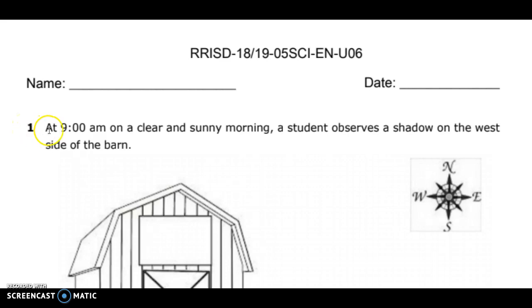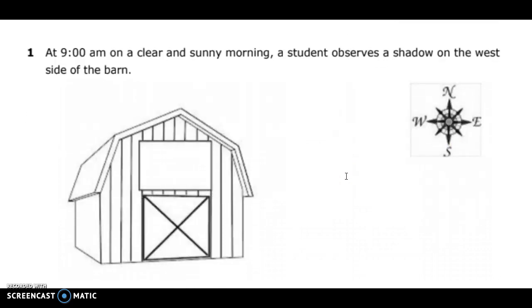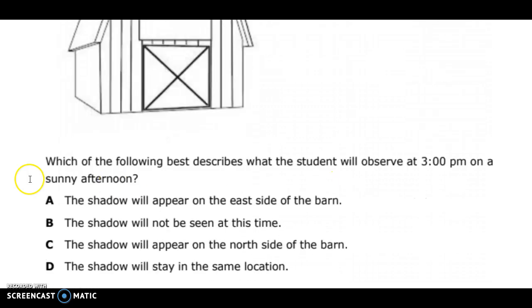1. At 9 a.m. on a clear and sunny morning, a student observes a shadow on the west side of the barn. North, east, south, west. Which of the following best describes what the student will observe at 3 p.m.